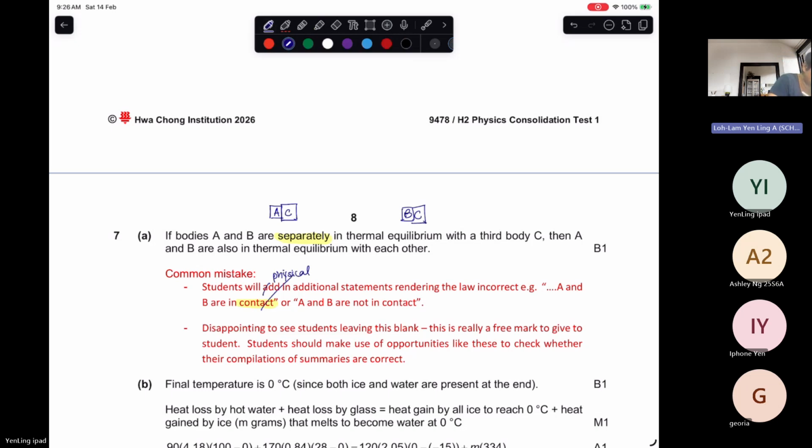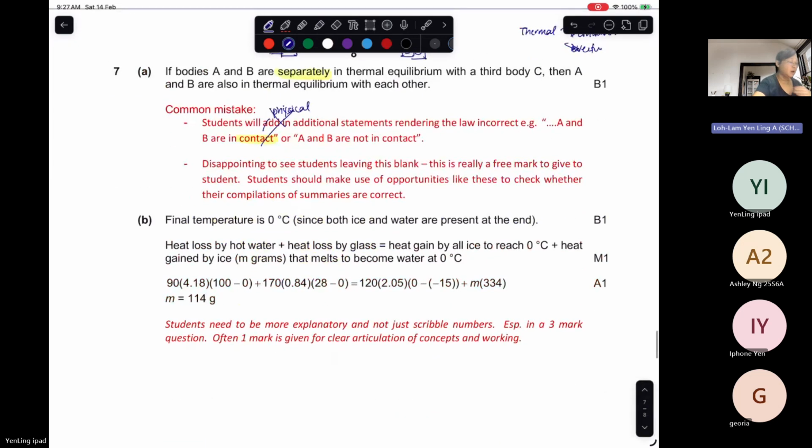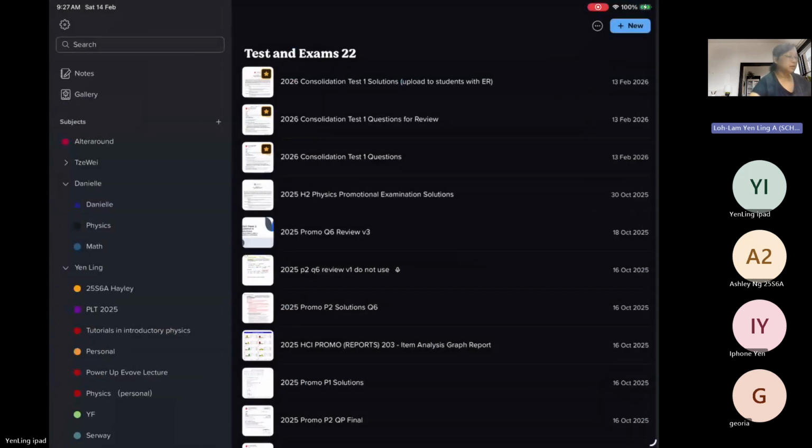They don't need to be in physical contact because there are three ways in which thermal energy can pass: radiation, conduction, and convection. And especially in radiation, they don't need to be in physical contact. So be careful of using words. Of course, there were students who didn't memorize. All right, so let's look at the next question.